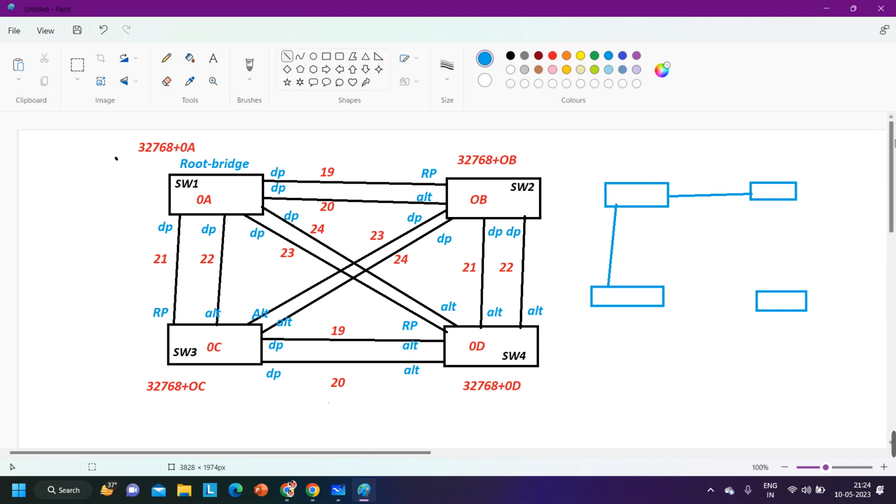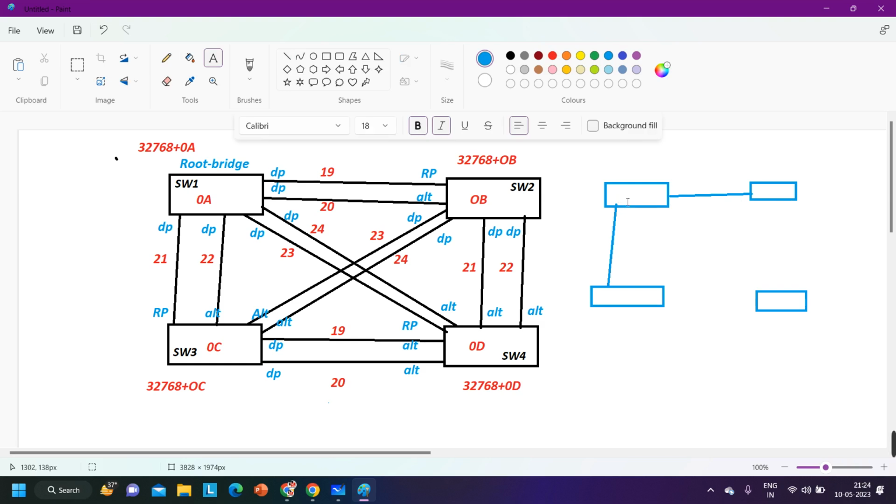Right? Is there a link between switch 2 and 4? No. Is there any link between switch 2 and switch 4? No, sir. No link is there.